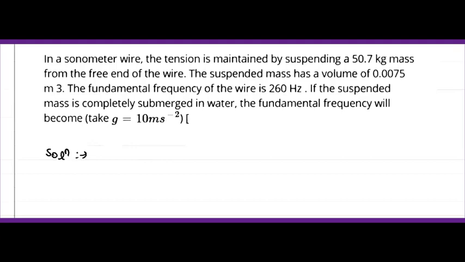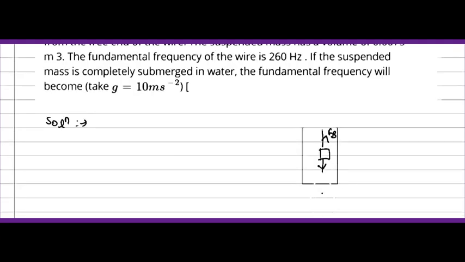firstly we can draw the diagram for it to understand it better. This is our wire. In this direction we have the buoyant force FB and in this direction we have mg, mass into gravity. This is tension 2 and this is tension 1. So tension 1 in the wire is mg, mass into gravity.